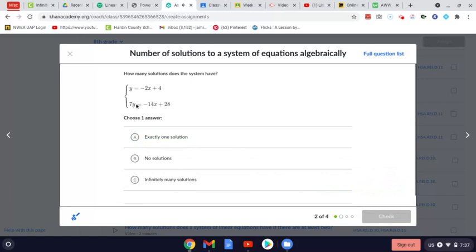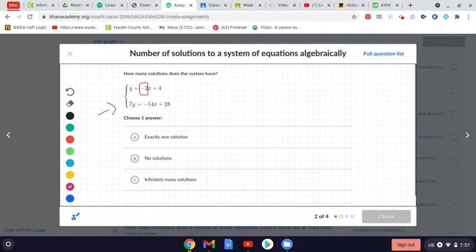But then when we look at this one, notice how this one is in the correct format. It's y equals negative 2x plus 4. So I know this is my slope, but currently in the form that this is in, I can't tell what the slope is. So some of these equations you may have to isolate the y. So all that's left for me to do is divide by 7.